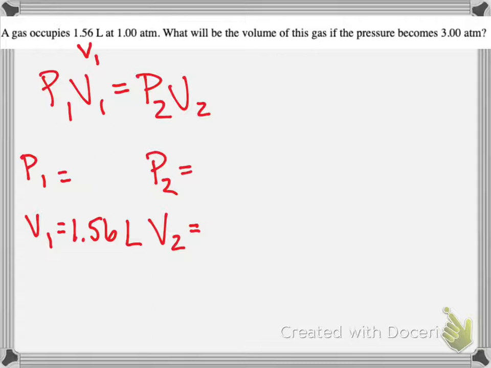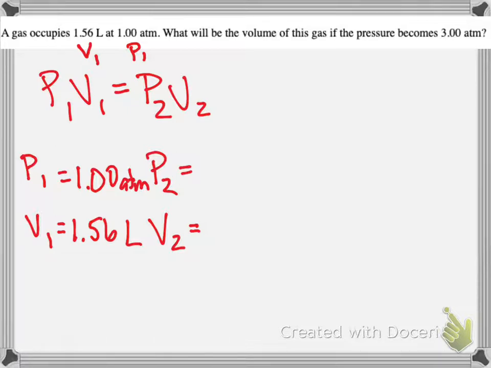Then it says that it occupies 1.56 liters at 1.00 atmospheres. Now, an atmosphere is a measure of atmospheric pressure, the pressure of the atmosphere. And so that is our P1. And notice that I'm putting the units in here. When I crunch the numbers in the end, I'm probably not going to put the units in the equation, but it's good to get in the habit to make sure you have the correct units in your answer.